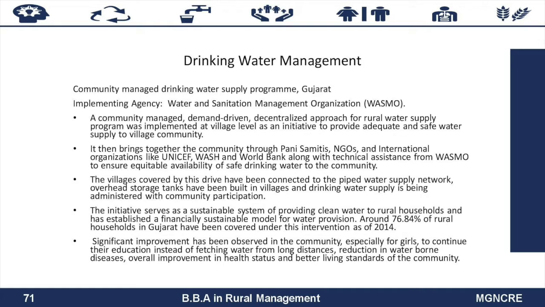A community managed, demand driven, decentralized approach for rural water supply was implemented at village level as an initiative to provide adequate and safe water supply to the village community. It brings together the community through Pani Samitis, NGOs and international organizations like UNICEF, WASH and World Bank, along with technical assistance from WASMO, to ensure equitable availability of safe drinking water to the community.